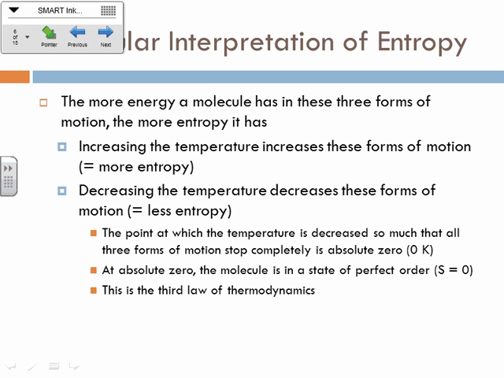The more energy a molecule has, the more entropy it has. Okay, kind of makes sense, right? If a molecule's moving faster, its movement is a little more random. It's vibrating a little bit faster. It's probably rotating a little bit more. So increasing the temperature increases the entropy.